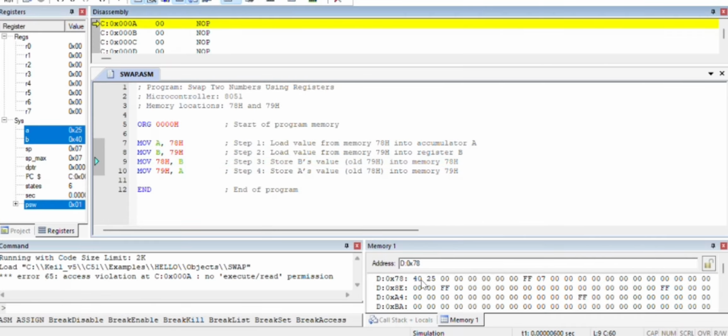Here we see both addresses are swapping each other. The 40 comes to 78H and 25 goes to 79H. This represents a swap of two numbers.